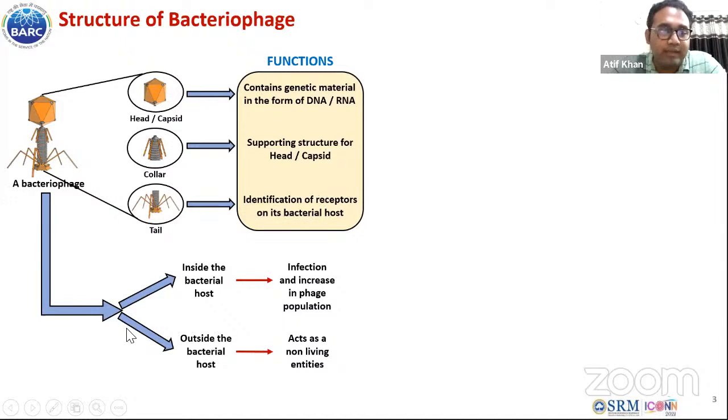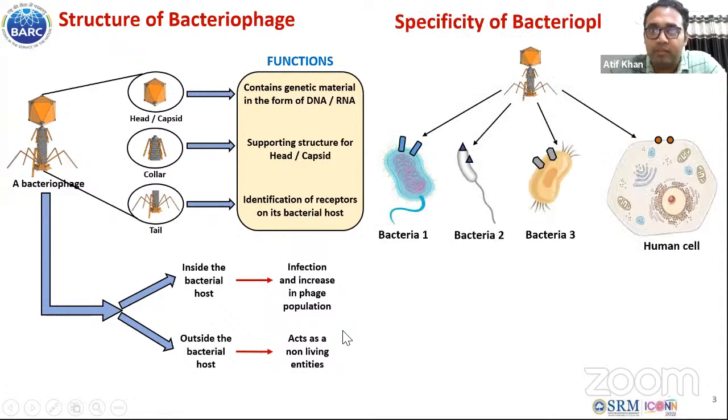So when this bacteriophage is present inside the bacteria, it will infect and increase its population. But when present outside the bacteria, it acts as a non-living entity like other viruses. So they are highly specific for a particular bacteria. They will not infect other bacteria.